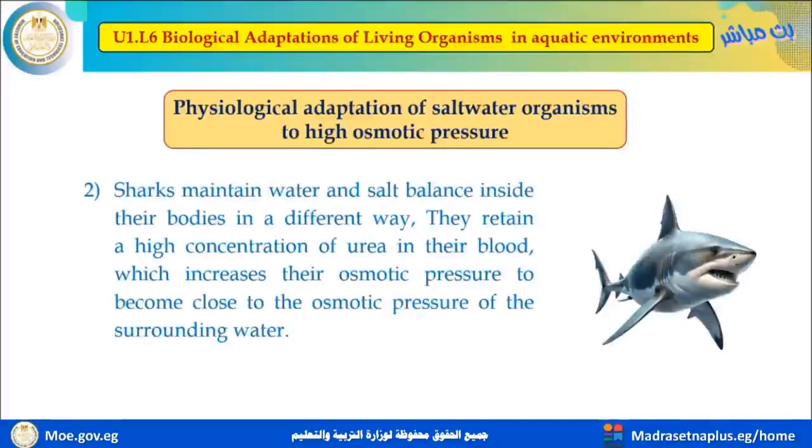Also, let's talk about the shark. And this is also an example of a physiological adaptation of salt water organisms to high osmotic pressure. Sharks maintain water and salt balance inside their bodies in a different way. They retain a high concentration of urea in their blood, which increases their osmotic pressure to become close to the osmotic pressure of the surrounding water. So that will help the shark to not lose more water from its body or gain more water.